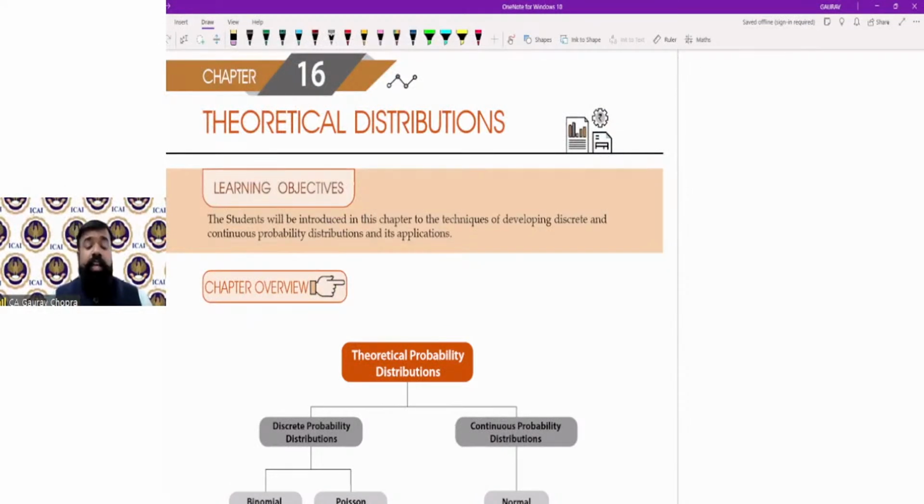Welcome once again. So we are back with a new chapter of statistics. This is chapter number 16 from our study material, which is theoretical distribution, also known as probability distribution.